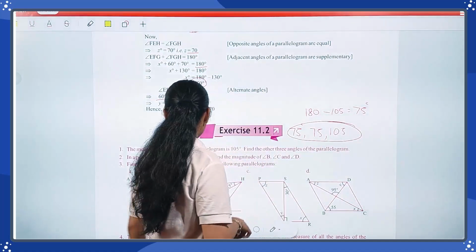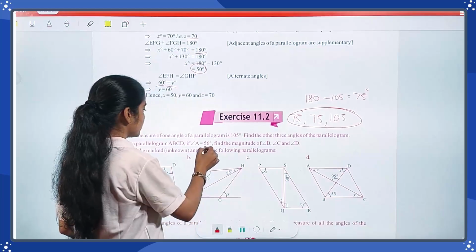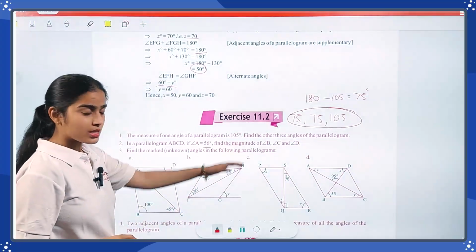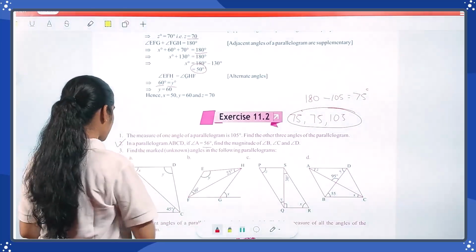Okay. Next, in a parallelogram ABCD, angle A is equal to 56 degrees. Find the magnitude of angles B, C and D. In the same way you have to solve this question as well.